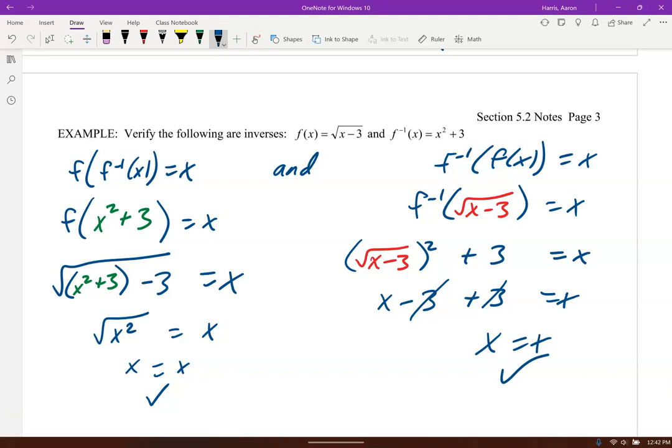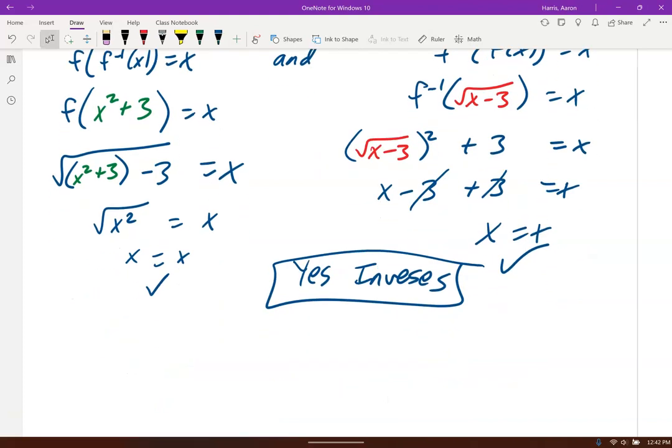So hey, what do you know? So we have verified. So yes, they are inverses, right? If I would have ended up with something like, I don't know, 2x equals x, I'd say, oh, that's not true, and I would have said they're not inverses, right? If it fails, it will not be x equaling x. It'll be something else.